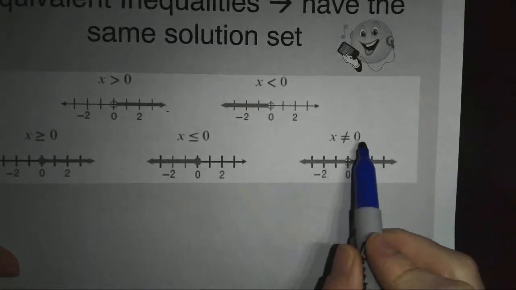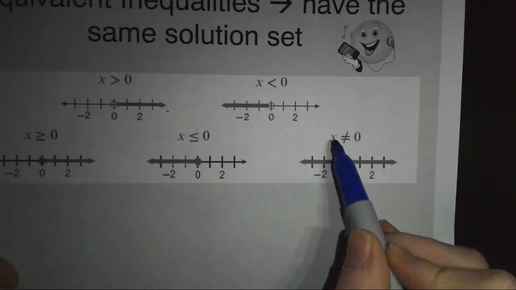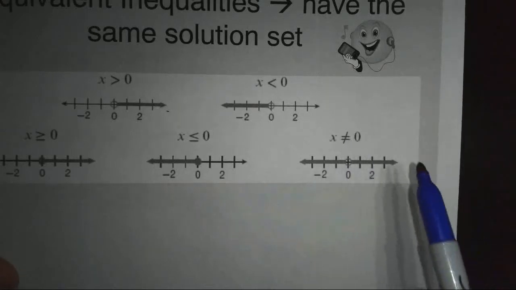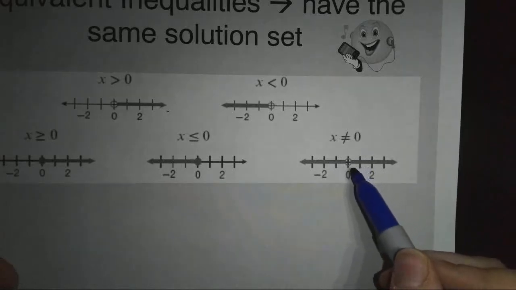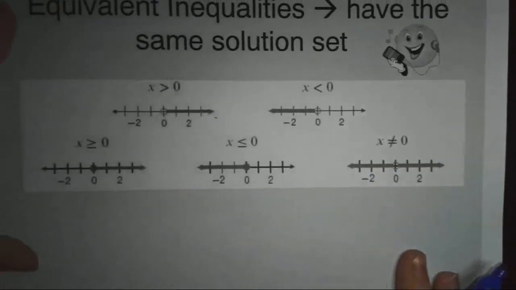Here we have x does not equal 0. So we have an open circle here, which means 0 cannot be included. If we plug 0 in for x, we'd have 0 does not equal 0, which is not true. However, every other number does not equal 0, so our arrow is going in both directions.